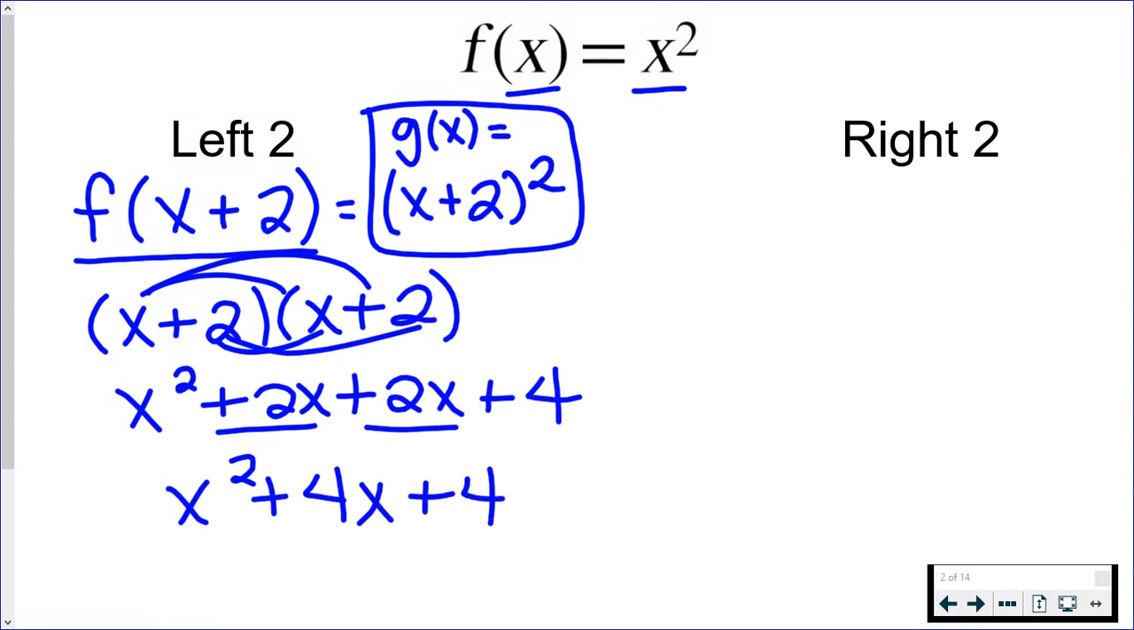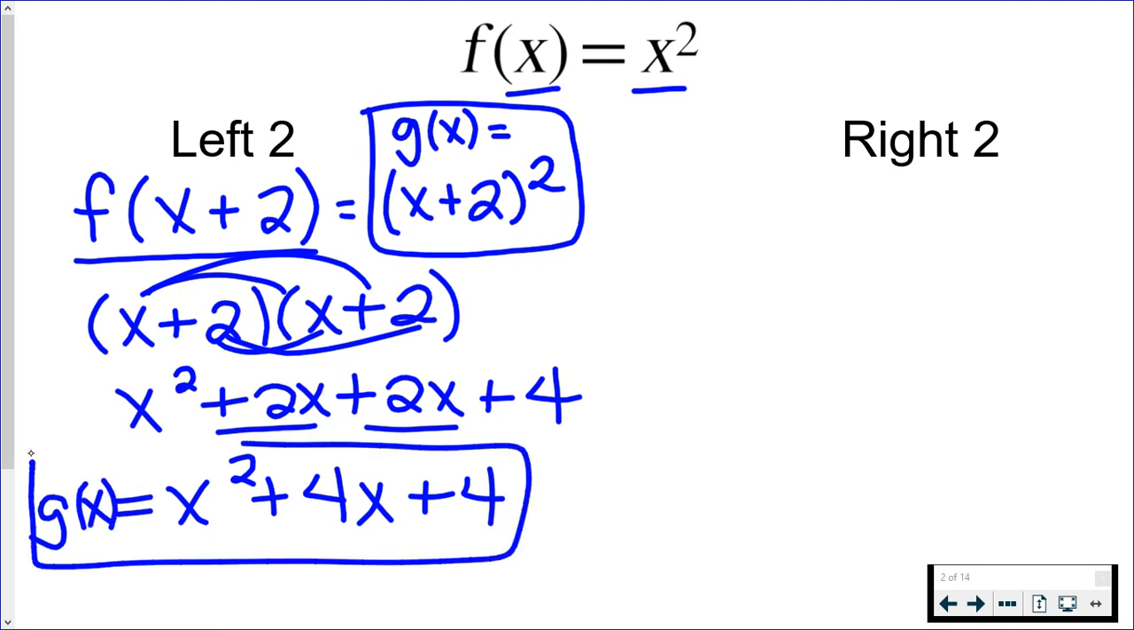And I decided to name it g of x. You can call it y, you can call it whatever letter you want. So that would be a quadratic function or a parabola shifted to the left 2.